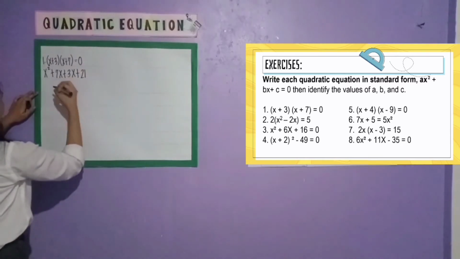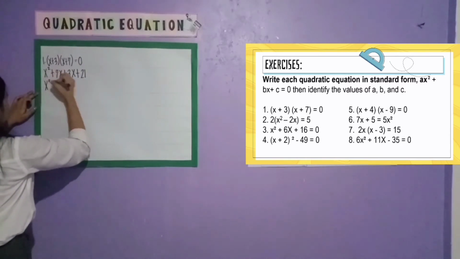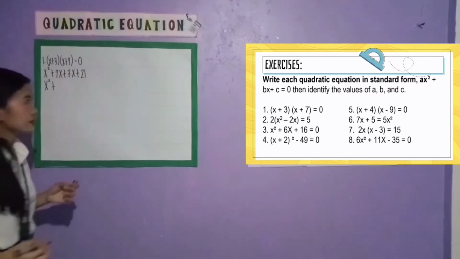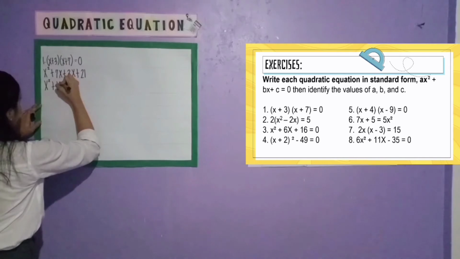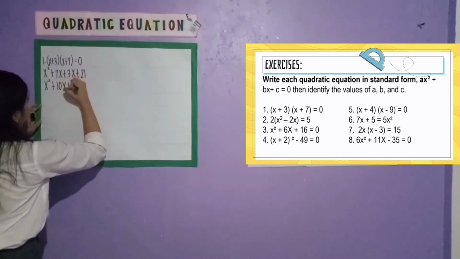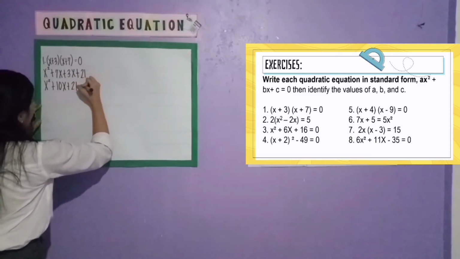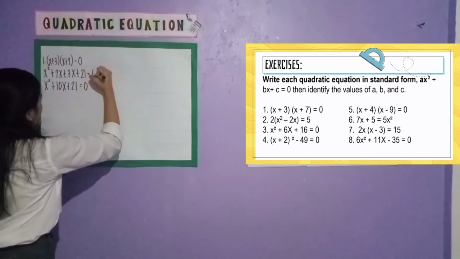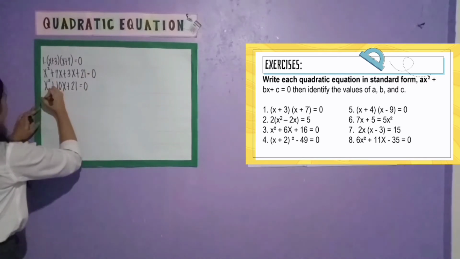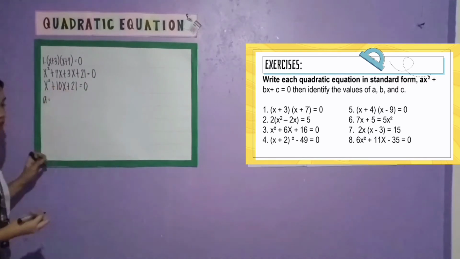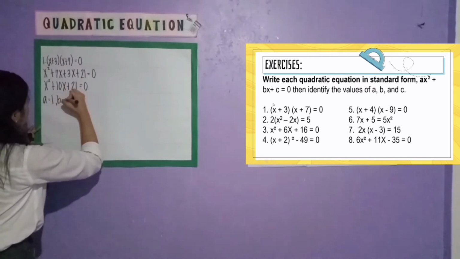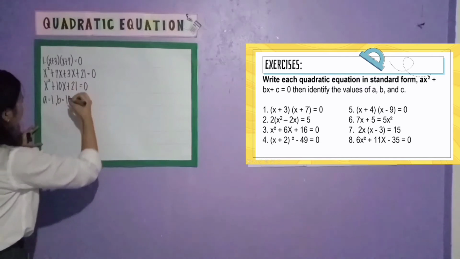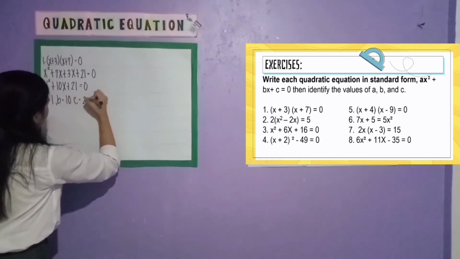So, combine like terms. 7x plus 3x is equal to, correct, 10x plus 21 is equal to 0. So, the A in here is 1, B is positive 10, and C is 21.